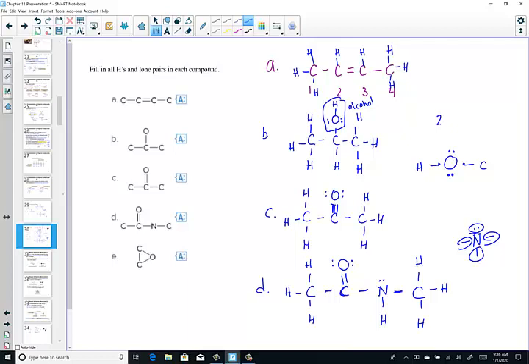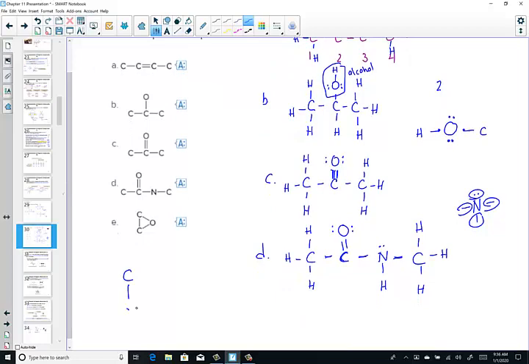And letter E gives me a cyclic structure where oxygen and carbon-carbon are all in a little triangle. Carbon requires four bonds. It's going to need two hydrogens to complete its octet. Same story here, this hydrogen and this hydrogen single bonded back to that carbon. And the oxygen has two bonds. All it needs to complete its requirement are two sets of lone pairs.